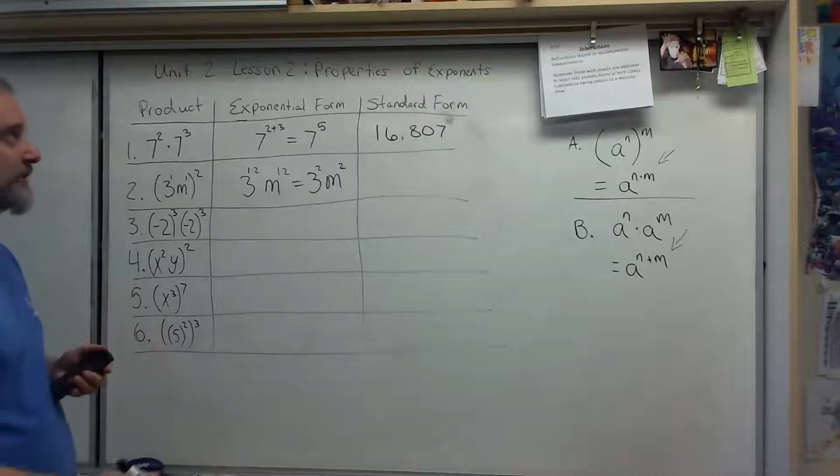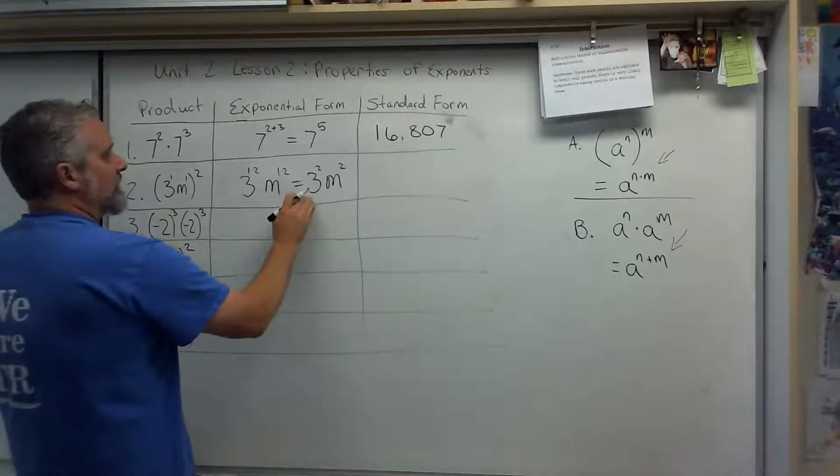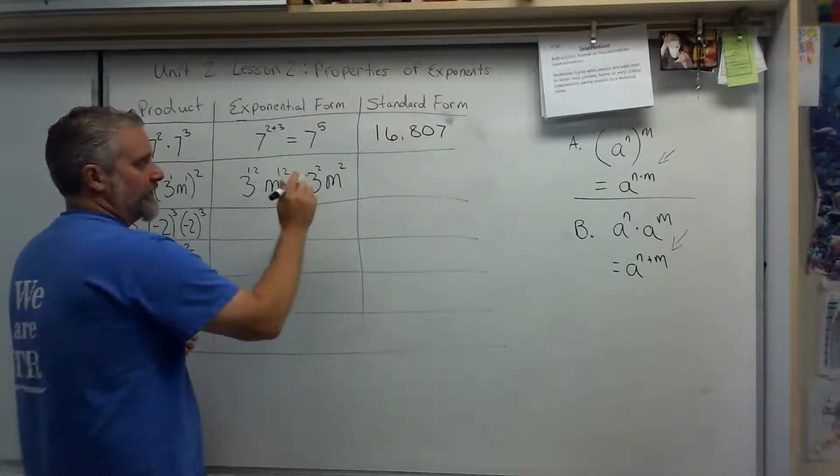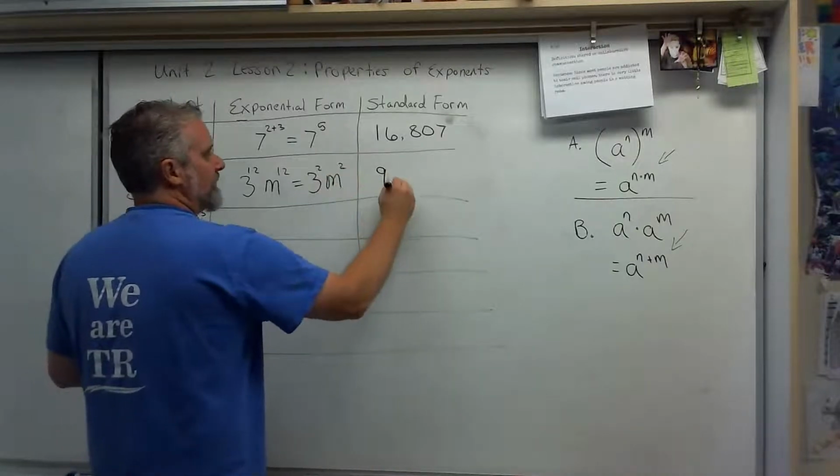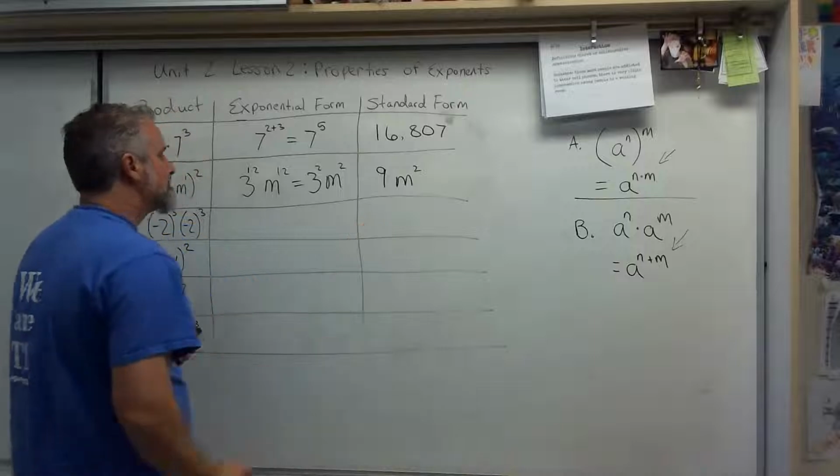And now to take it to the standard form, we take 3 and actually square it. Do the work. 3 times 3 is 9. And then the m squared tags along.